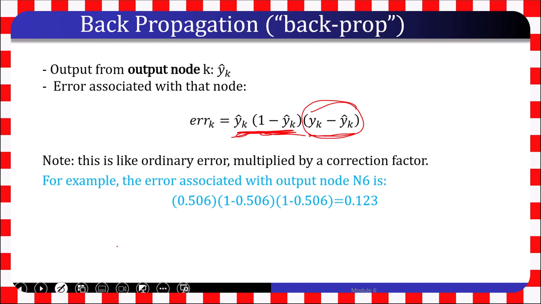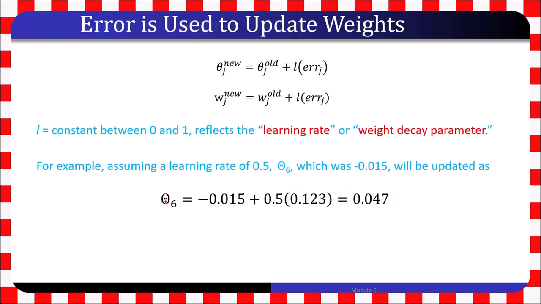For example, the error associated with my calculation N6 is as follows. My predicted value, 1 minus my predicted value, and then the difference between the actual value and the predicted value, just because for the first record, the actual value was like, which is 1, and my error is 0.123. So now the model updates the bias and the weights as follows.